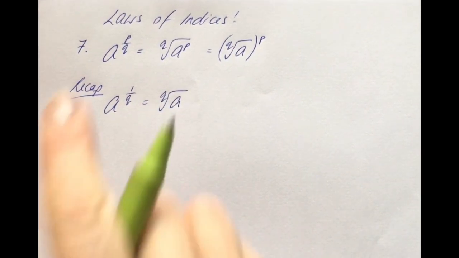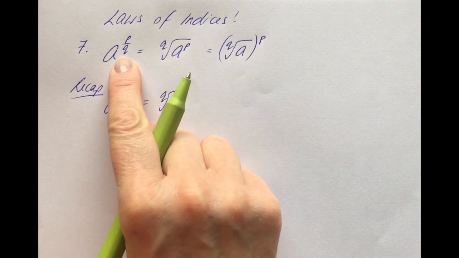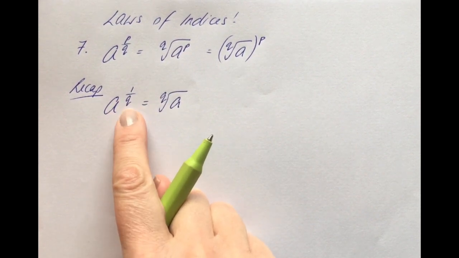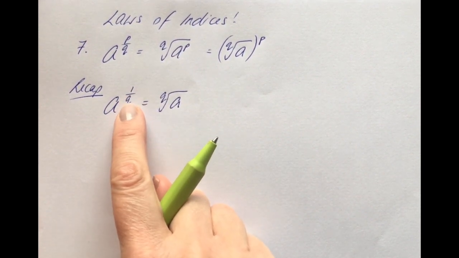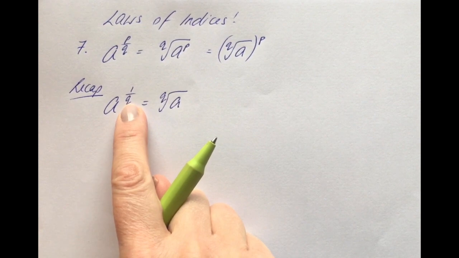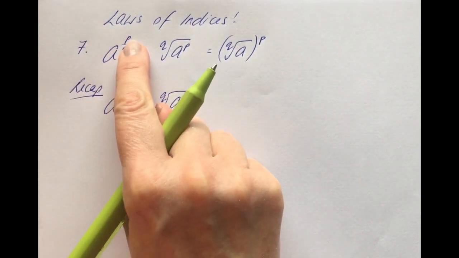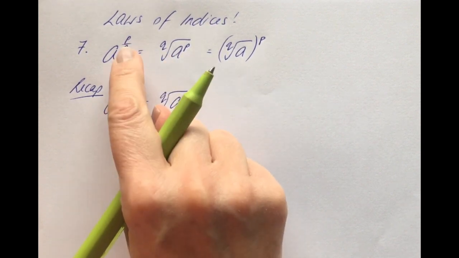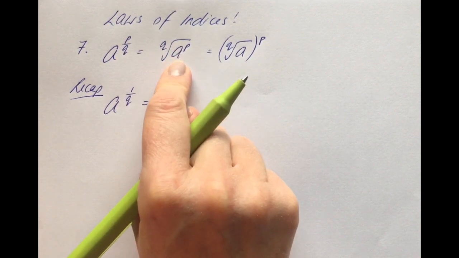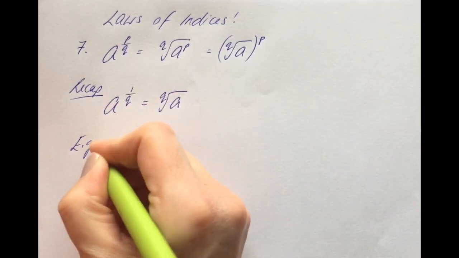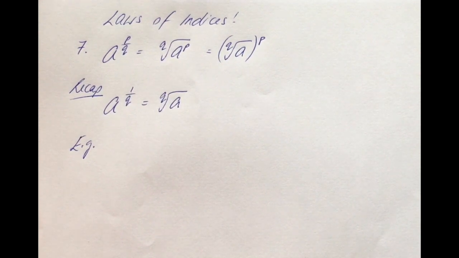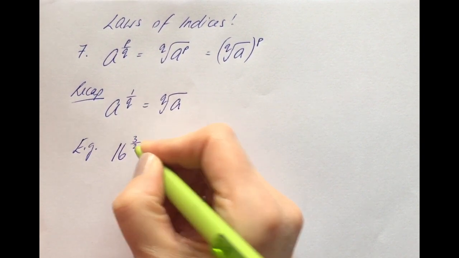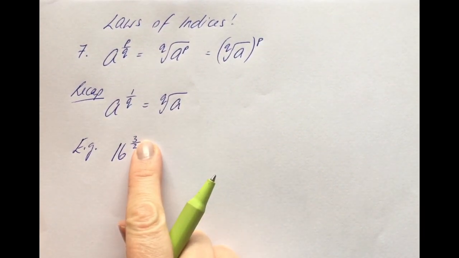Now, we still have a fraction with this one in the 7th law, but what's different is in the first one we had 1 over, okay, so it was just the denominator we had to worry about. All right, here we have a numerator as well as a denominator, okay, and of course that will have an effect. All right, let's jump straight into a numerical example for this one. So let's say you have 16 to the power of 3 over 2. Okay, so that kind of a fraction.